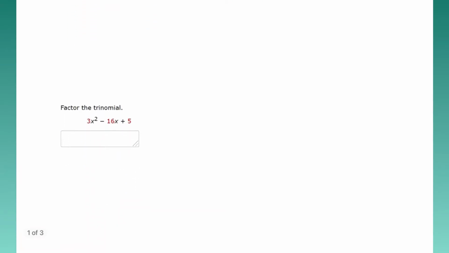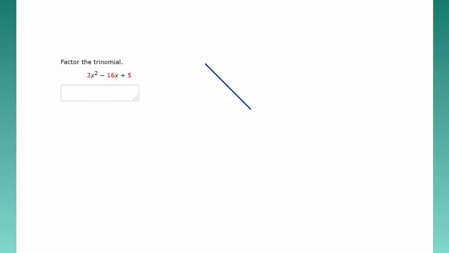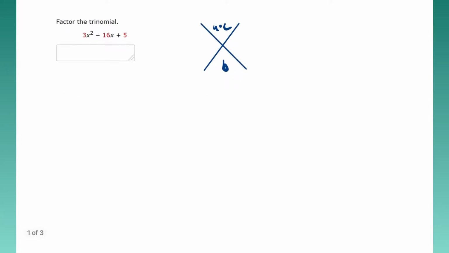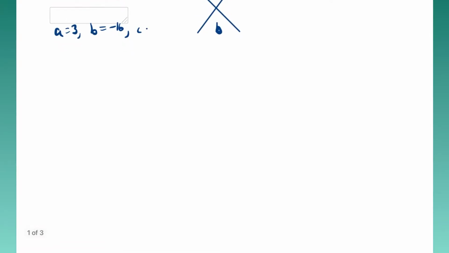When you have trinomials like this, you have to do what I call the diamond method. On the diamond method, you need to have a times c as the top number, and on the bottom is b. So a is the leading coefficient, which is 3. b is the linear coefficient, which is negative 16. And c is the constant, which is 5.